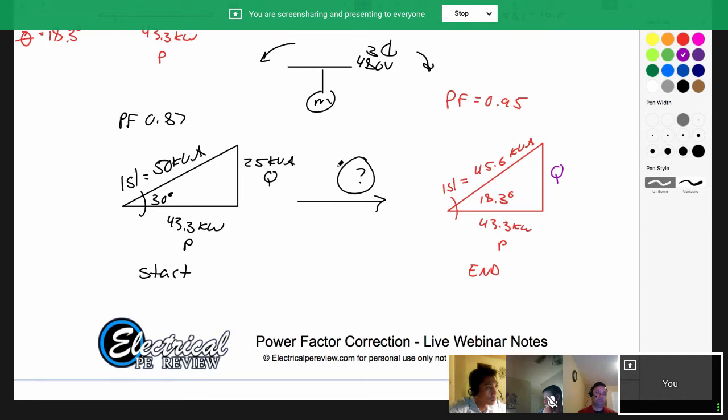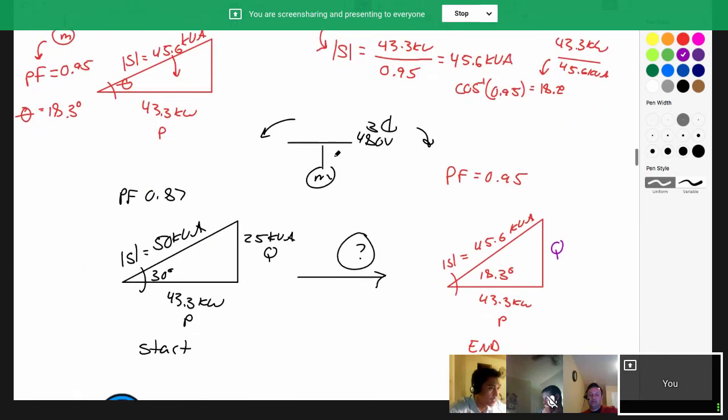If our P stays the same, how do we get S closer to P? Reducing R? No, never mind. You're on the right track, but it's not R. Reducing Q, right. Q's got to go down. Our P equals P, these two are equal: 43.3 kW, 43.3 kW. Here, our S is less, 45.6 kVA. Over here, it's greater. So in order to hold our P value constant, we've got to reduce that Q, don't we? That's the only way we can lower that angle.